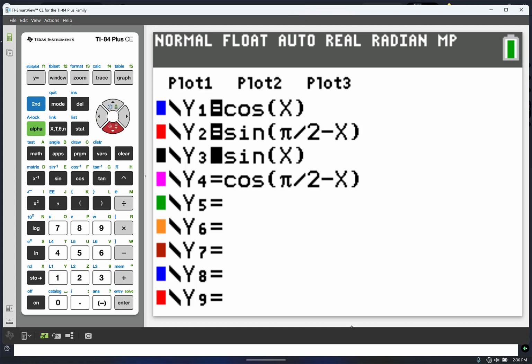I'm going to start making little snippet videos of how to use the calculator. Would you guys like that stuff or no?